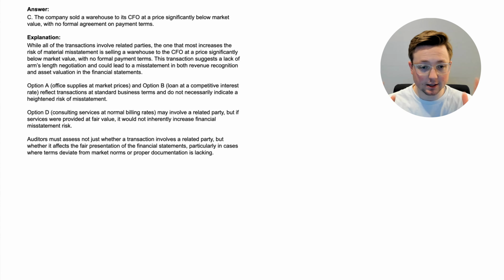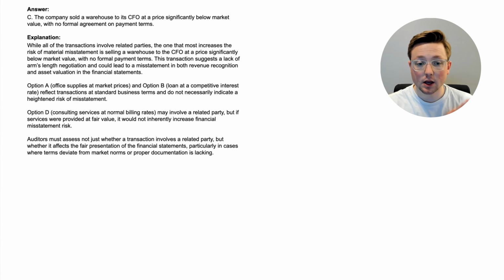I think that makes sense. Let's walk through the explanation to make sure. While all the transactions involve related parties, so all of these do have related parties, the one that most increases the risk of material misstatement is selling a warehouse to the CFO at a price significantly below market value with no formal payment terms. This transaction suggests a lack of arm's length negotiation and could lead to a misstatement in both revenue recognition and asset valuation in the financial statements. So this one would definitely cause the auditor to raise the risk of material misstatement based on this happening.